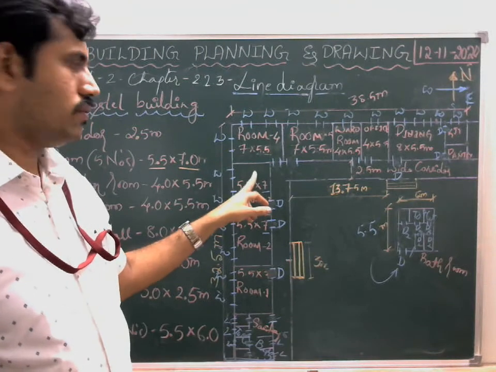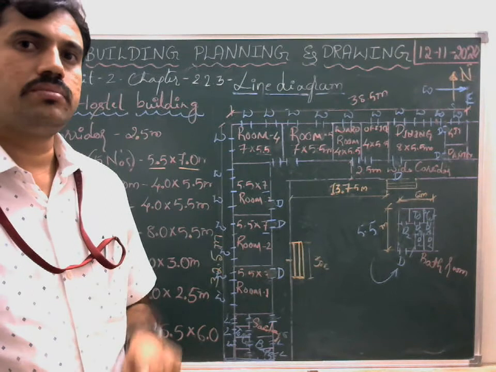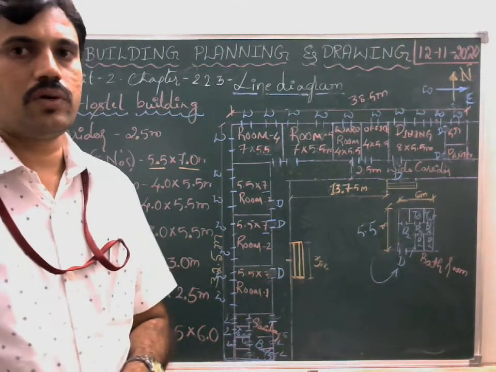I have told you, these are L shape. You can prepare H shape, T shape, C shape. Those are the open loop.